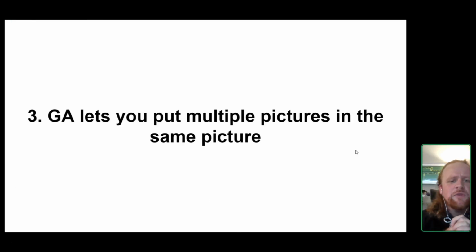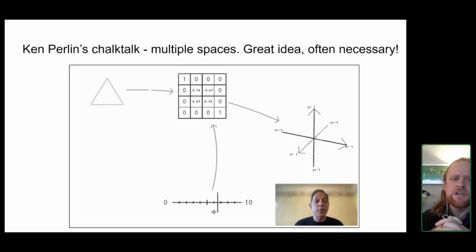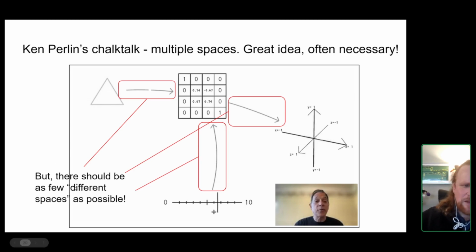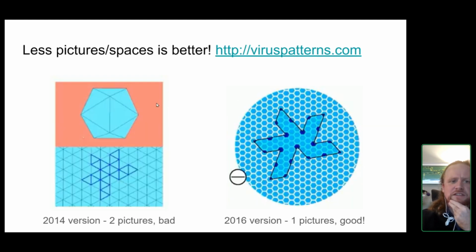So last part, geometric algebra lets you put multiple pictures in the same picture. And this is something that I think is probably the most important part, but it's the most abstract part. So here's Ken Perlin's Chalk Talk, which is a wonderful visual programming system. It's got multiple spaces, which is a very, very good idea. You want to have this kind of picture, and you want to have relations between the pictures. However, my claim is that there should be as few different spaces as possible if you're thinking about trying to reduce the complexity of something.